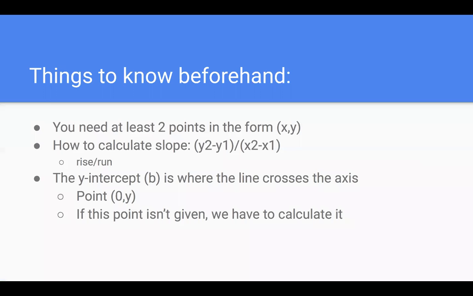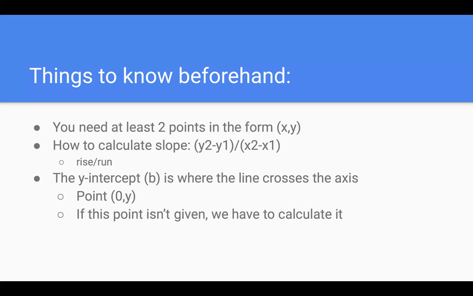So, some things to know beforehand. You need at least 2 points in the form x comma y to draw a line. If you only have the points and they don't give you the slope, you can calculate the slope by doing rise over run: y2 minus y1 over x2 minus x1. And then the y-intercept, point b, is where the line crosses the axis. Like I said, that's the line where x is 0.